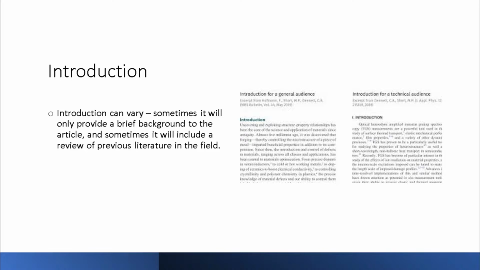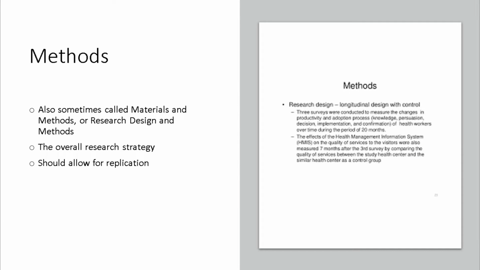The introduction section of the article can vary. Sometimes it will only provide a brief background to the article, and at other times it will include a review of previous literature in the field. So it is something you will find out as you read the article. The methods section is sometimes called materials and methods or research design and methods, depending on the field. This section, in essence, provides you with a discussion of the overall research strategy, including how the research was conducted.